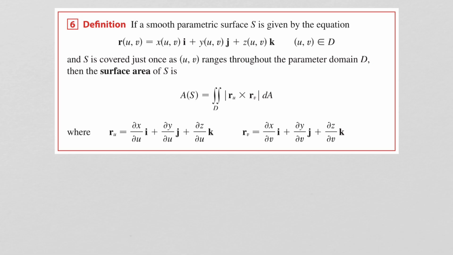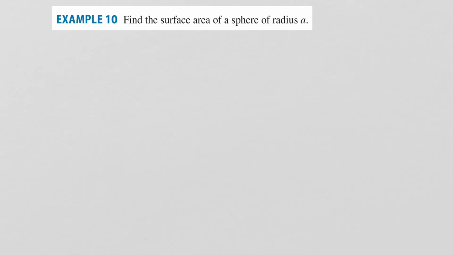So I'll spare you the details here. We've already discussed that in an earlier video. I think that was the change of variables video. And we'll go ahead and do an example. So find the surface area of a sphere of radius a.